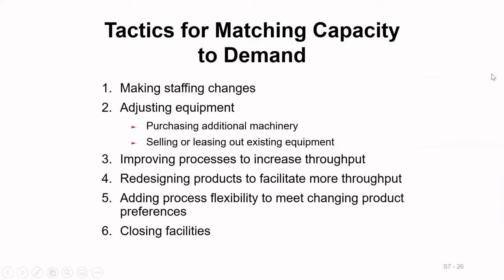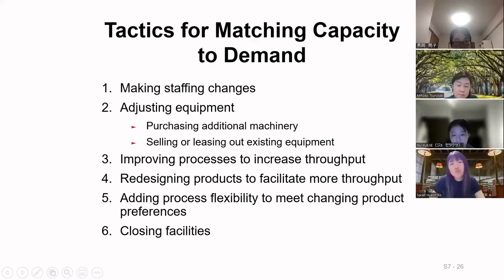There are many ways to match capacity to demand. We will see this. In the next semester, there is one topic called aggregate planning. Aggregate planning is a tool that can be used to adjust our requirements based on demand. We can make staff changes, reduce the number of workers. But of course, there are costs of reducing workers, right?